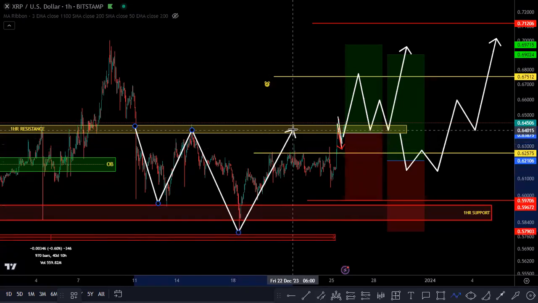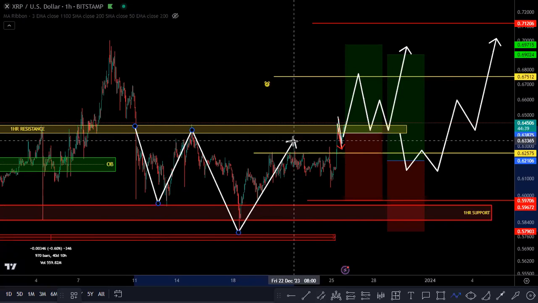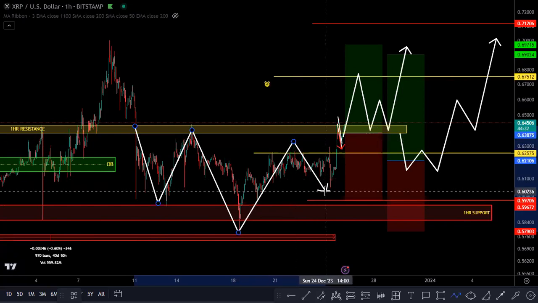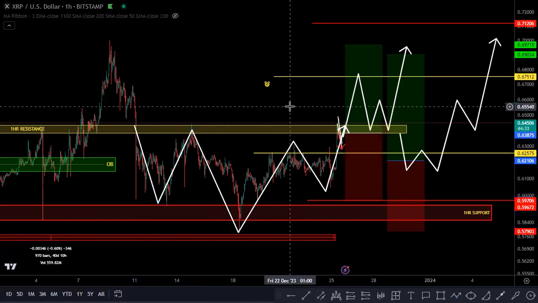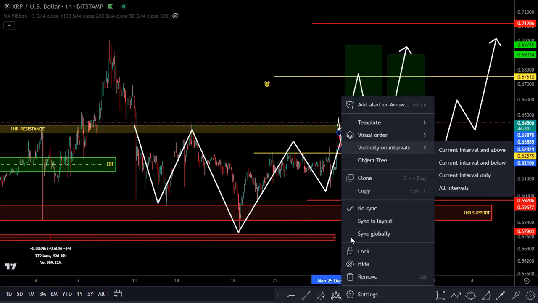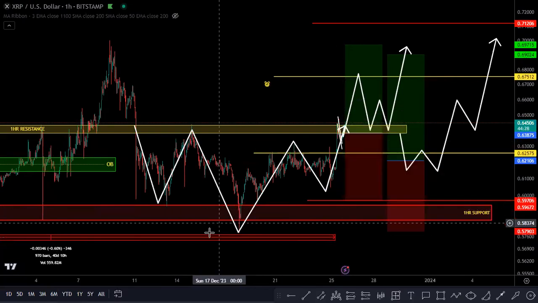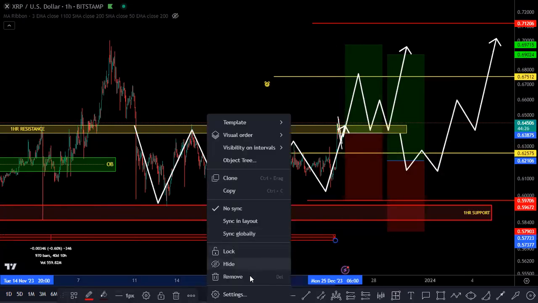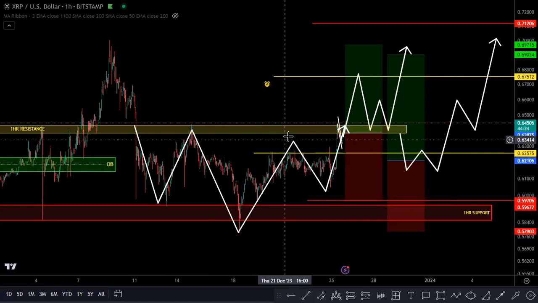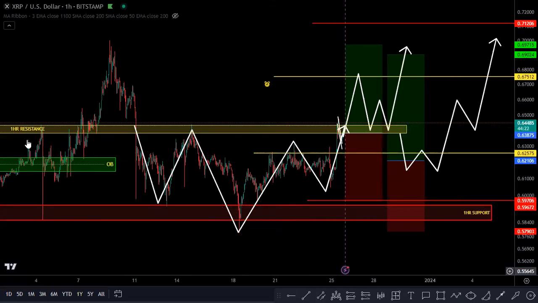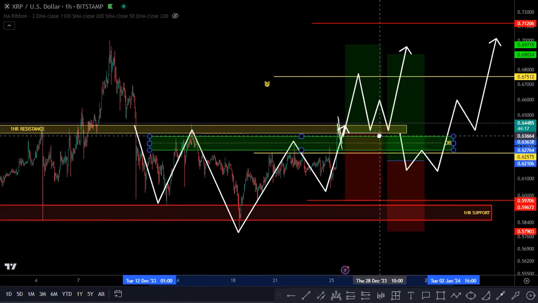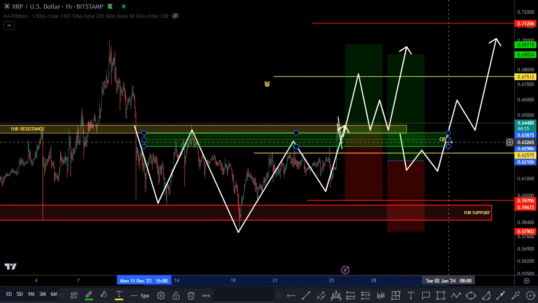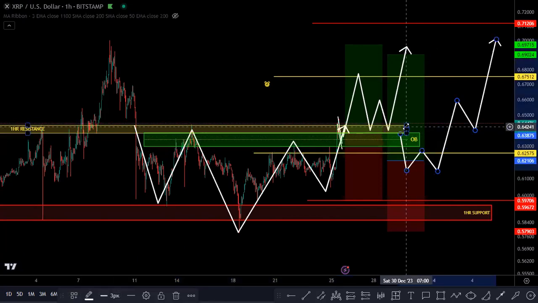This did not come all the way up here and form a nice high right here, but we're going to go off of this wick and we're going to count this like this for now. So right here, we broke out of this area. Let's drag this guy over right here. Get rid of this.